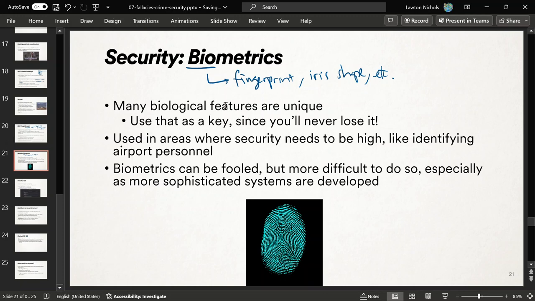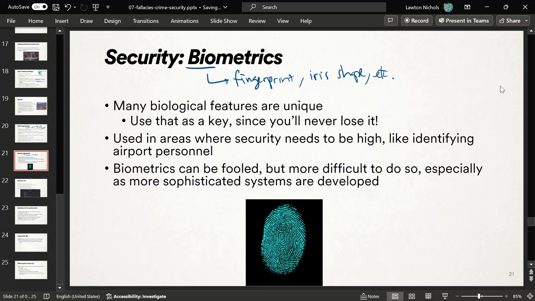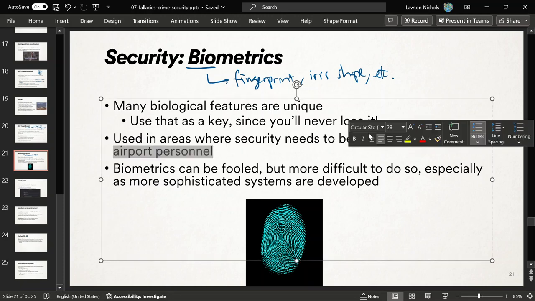So a lot of biological features are unique, so why not use that? Why not use your fingerprint? Use your eye shape as your password, because you're always going to be with it, right? You are you, so you can always unlock something with those things. And so this is used a lot in very top security places when you really need a lot of protection, like if you work at an airport or something like that.